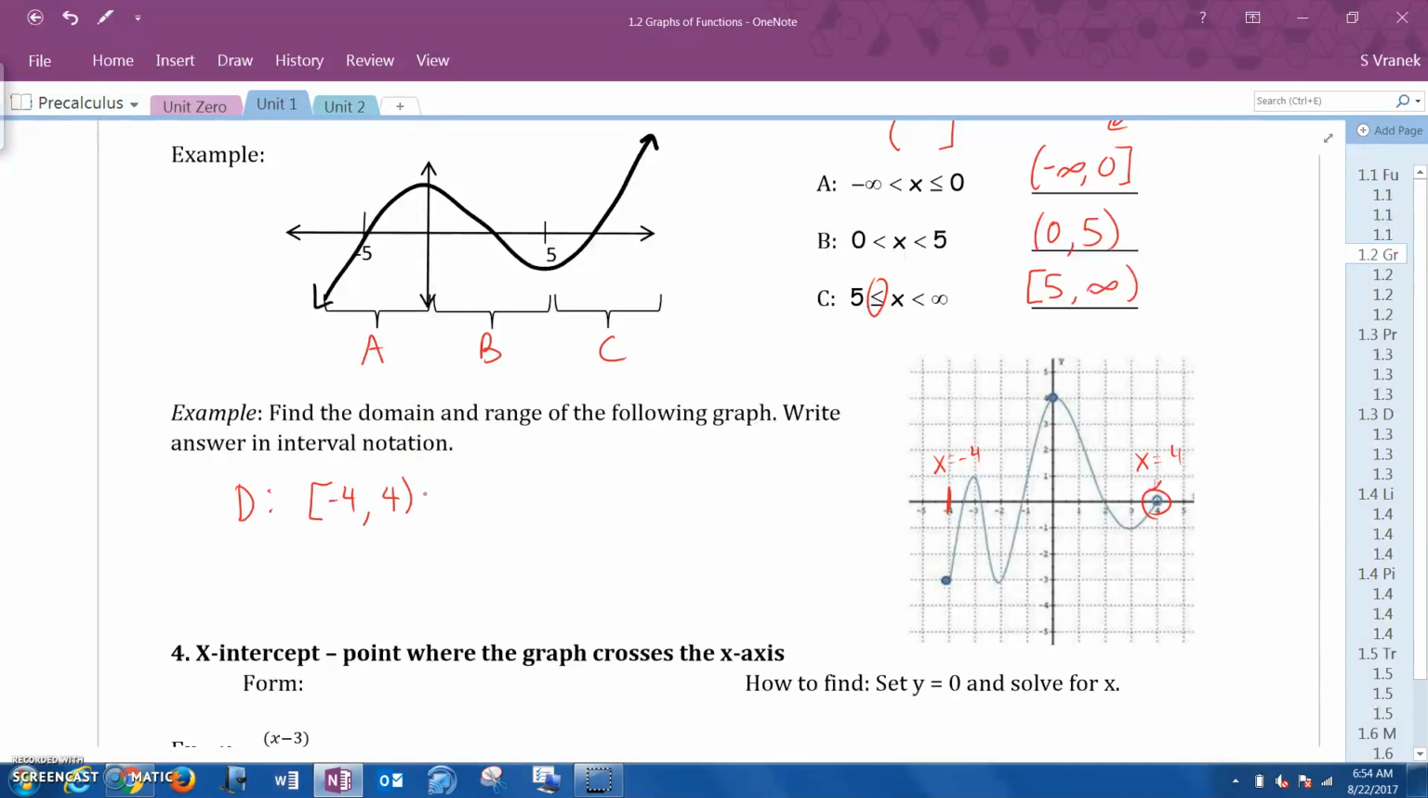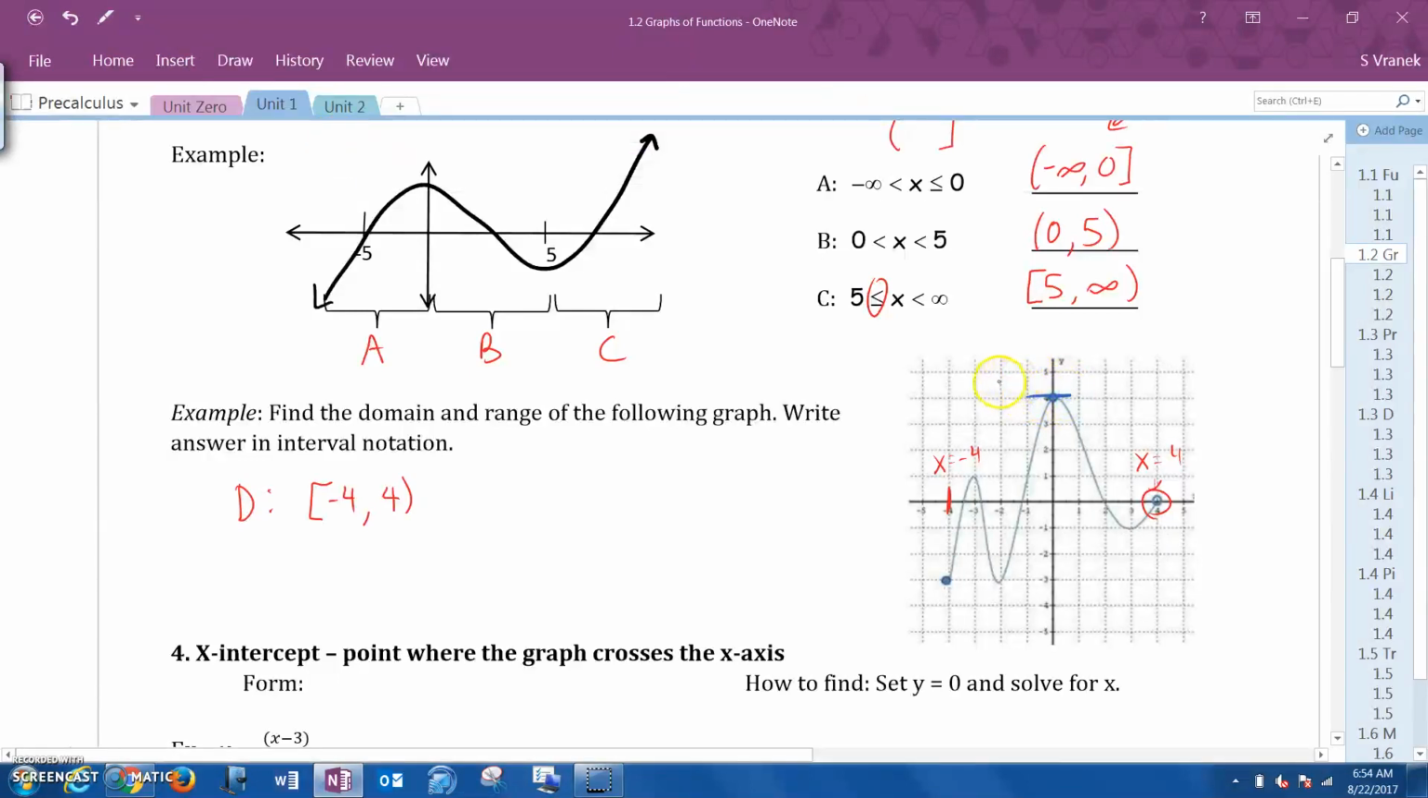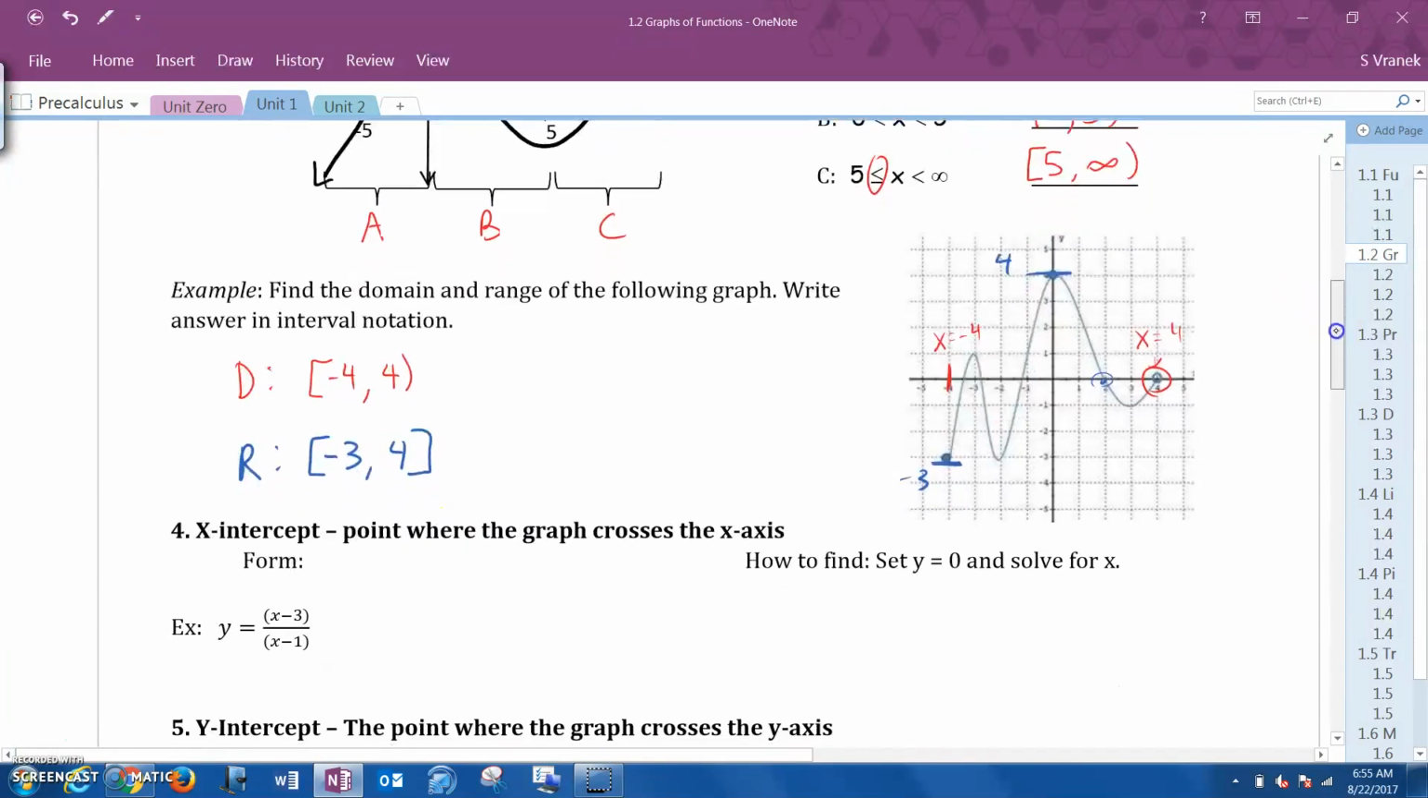The range, you have to look at the top and the bottom. So here's the top. That's a 4 up here. The lowest point this gets is negative 3. And since it includes both of those and every point in between, even though that's open, here it's covered, so you don't have to worry about it. I would say the range for this is, and you always go from lowest to highest for range, negative 3 to 4. And remember the range is y's. So that's how you do interval notation.